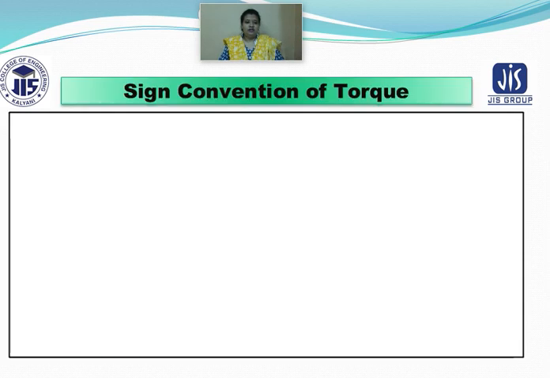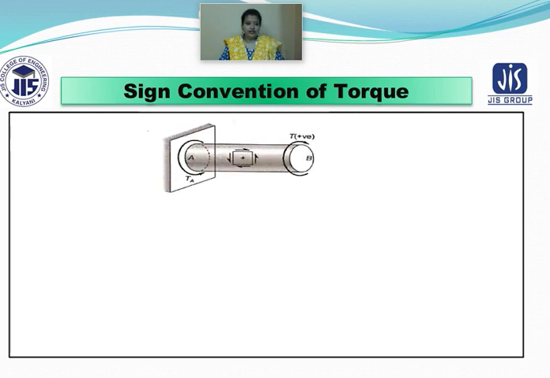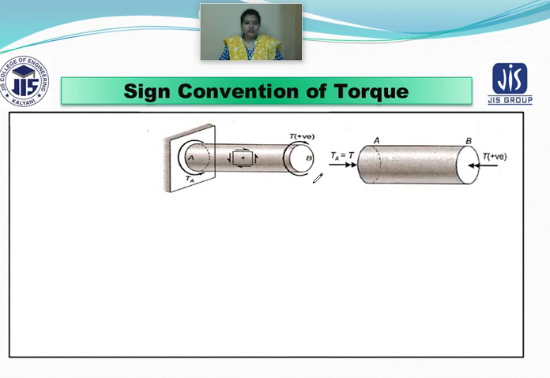So now we are going to have a look at the sign convention. As you know, we have to consider when we will treat it as positive or negative. In this particular figure, you can see this is a shaft and you are giving a clockwise movement. Clockwise turning force you are applying, so this torque is considered to be positive.